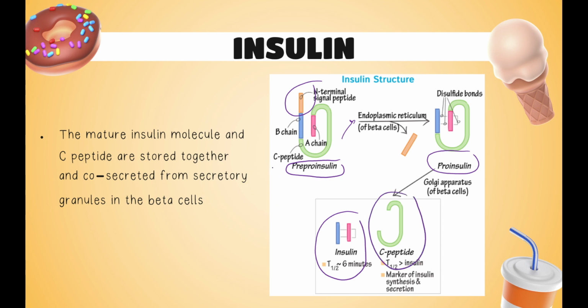Other than insulin, meron din po tayong tinatawag na C-peptide. So, the mature insulin molecule and your C-peptide are stored together and co-secreted from your secretory granules in your beta cell. C-peptide is actually an important marker of insulin synthesis and secretion, as stated here. Again, they are co-secreted, meaning to say, every time that we produce insulin, C-peptide is also there.